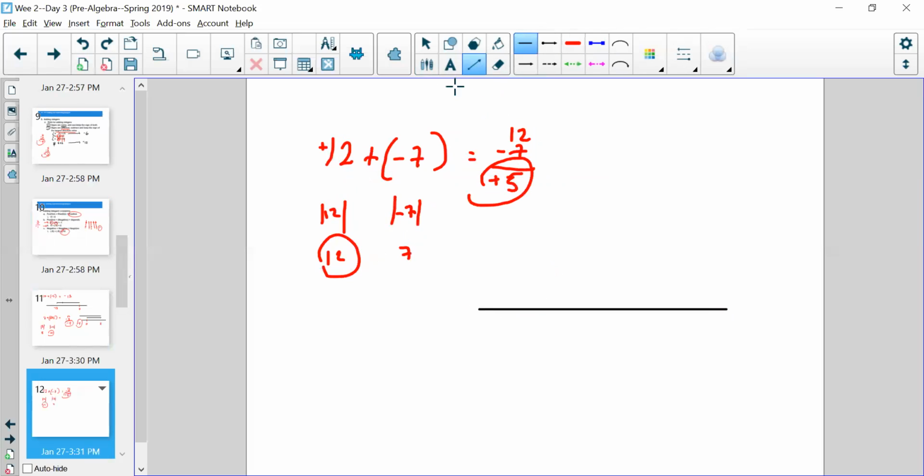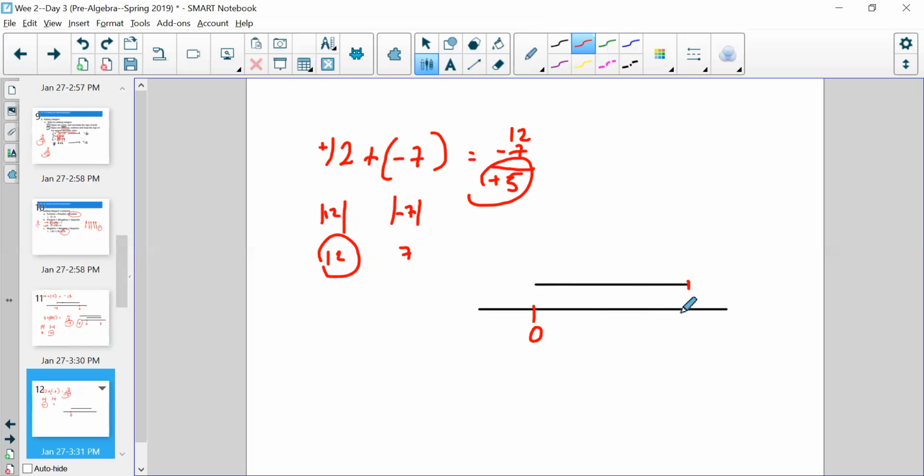If I want to think number line, I can start at 0, and I can move to the right 12, and then I'm going to move back to the left 7. And so I should end up at positive 5.